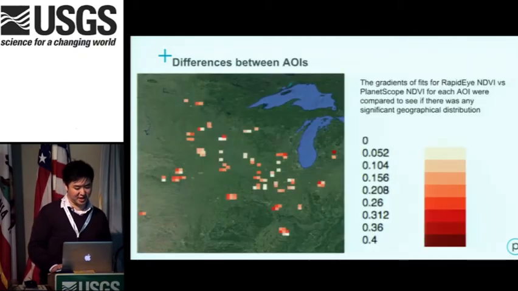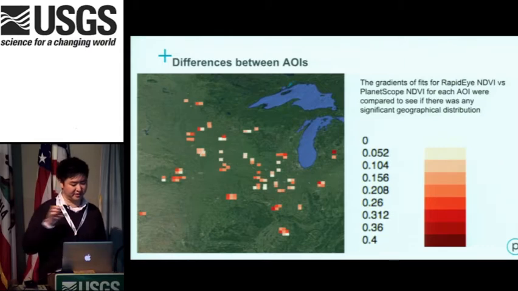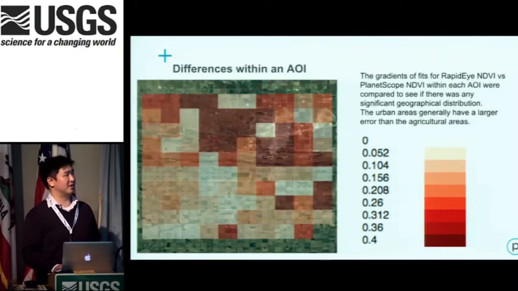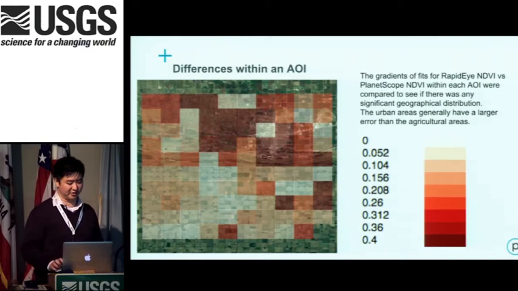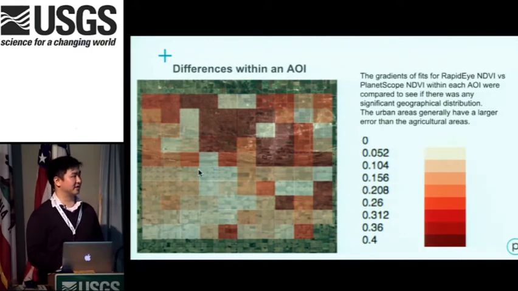And finally, we did a little bit of an analysis between the AOIs to see if there's any significant geographical differences in the correction. On a larger scale, there doesn't seem to be too significant a difference, although we need to look into it a bit more. But within an AOI on a local scale, looking at each of the subtiles, if you had a purely agricultural subtile, on the whole, the fit seemed to be a bit better than if you had a mixed-use subtile with a city, for example.